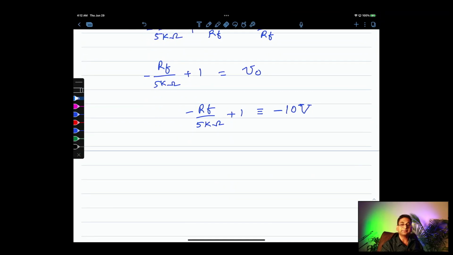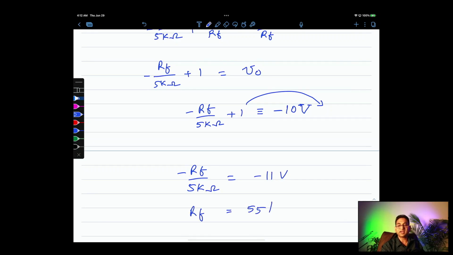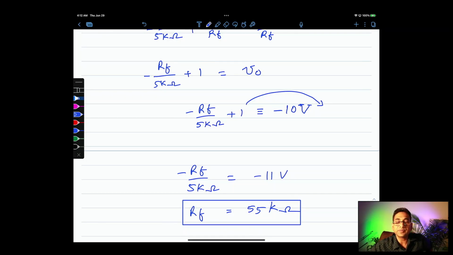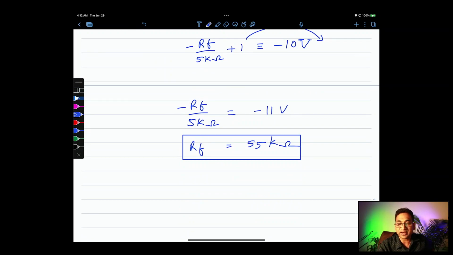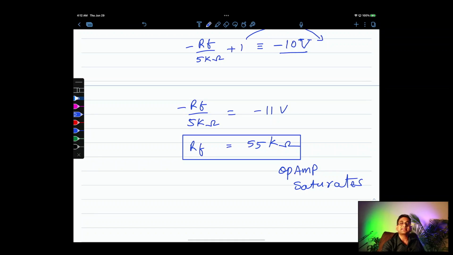So now take this one to the other side and manipulate the equation. Negative RF over 5 kilo ohm equals negative 11 volts, and then RF equals 55 kilo ohms or larger. When the RF value is 55 kilo ohms or larger, your op amp will saturate. And like we saw, it saturates on the negative side, negative saturation.